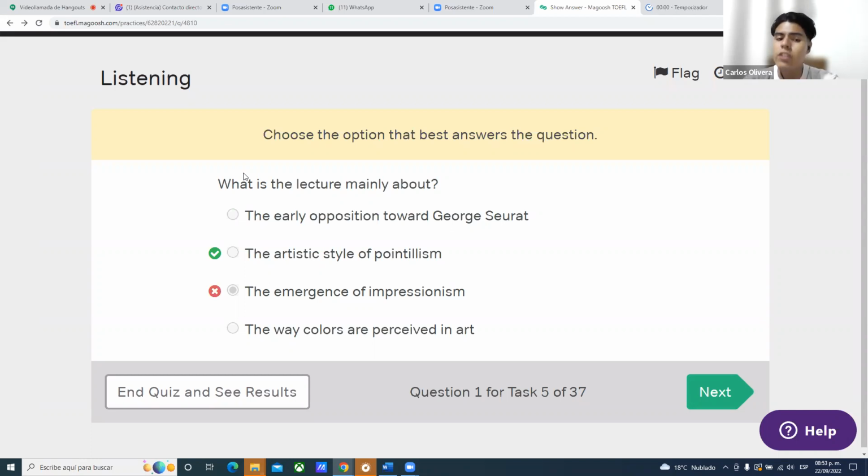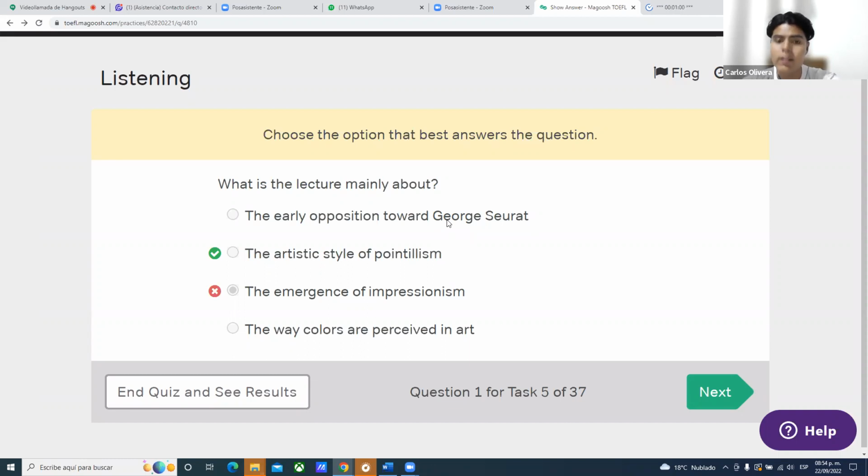You know, everything is just because the professor wants to discuss the artistic style of pointillism and all the controversy it brought with itself, right? So that is the reason why the correct answer is this one, because it unifies the entire lecture. It connects all the information mentioned there so that it doesn't become something separate, okay? Fantastic. The early opposition towards Georges Seurat is not actually very much mentioned, because it is just part of what is said in the lecture, right?